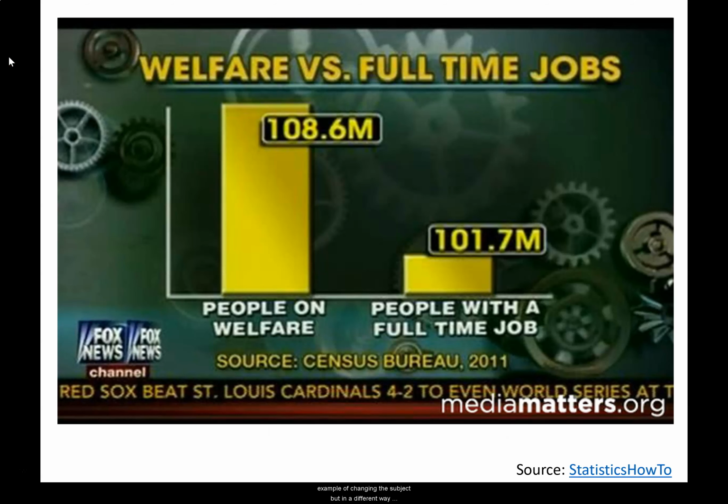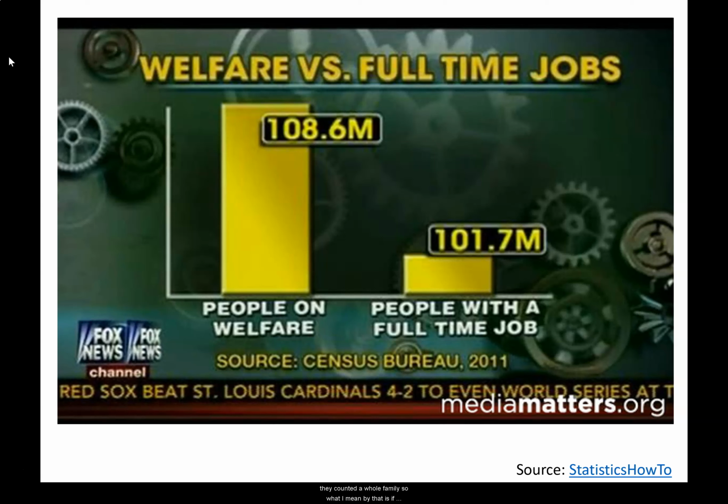Another example of changing the subject, but in a different way. Here we have a graph that is intended to compare the number of people on welfare with the number of people with a full-time job. The source is from the Census Bureau in 2011, but what hides behind these numbers is how they counted the data. For people with a full-time job, they counted actual individuals who have a full-time job. But for people on welfare, they didn't just count the one person that receives welfare, they counted a whole family.